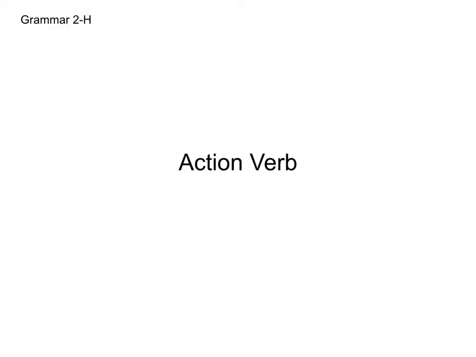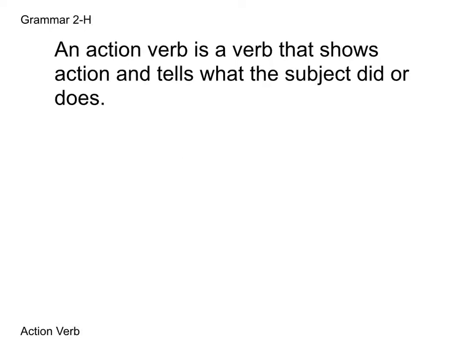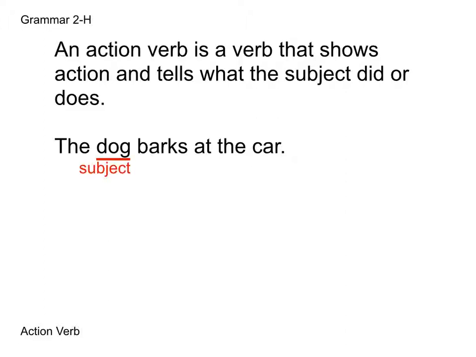Now let's look at an action verb. An action verb is a verb that shows action and tells what the subject did or does. So let's look at an example. We have, the dog barks at the car. Once again, let's find the subject. It would be the dog.